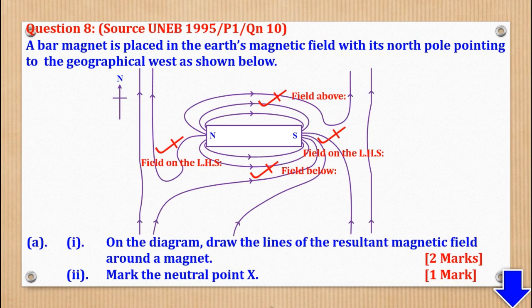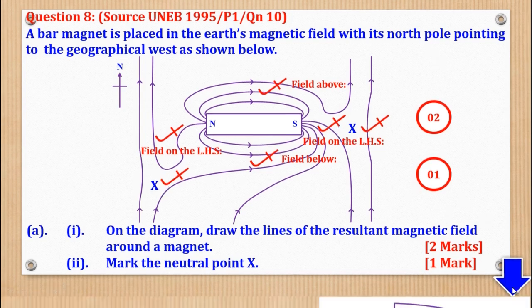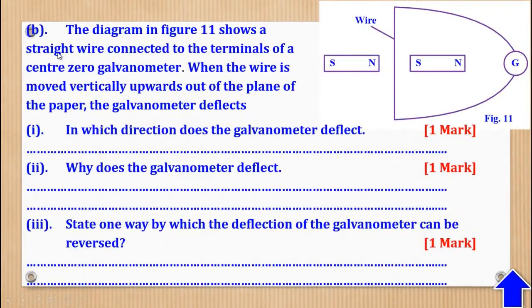Now Roman 2, they said, mark the neutral point X on this field line. So we shall come and see that this will be one of the neutral points, and another one is here. So basically that's what they wanted in Roman 2, and that gives you the 1 mark. So basically that was part A. Now let's go to part B of the very question.